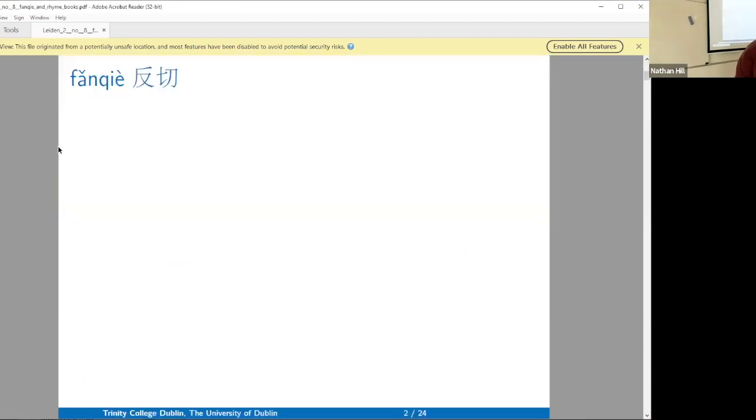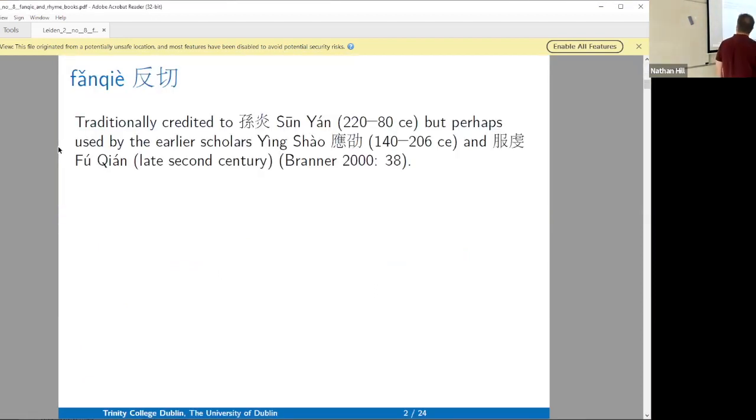Okay, so what is Fanqie? Traditionally, the invention of Fanqie is credited to Mr. Sun Yang, but it looks like actually this Ying Shao and Fu Qin used it before he did. So the point I want to make is Fanqie is older than the rhyme books, but it only gets truly systematic when we get to the rhyme books.